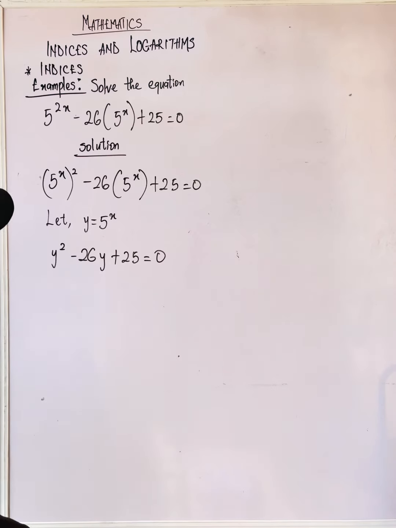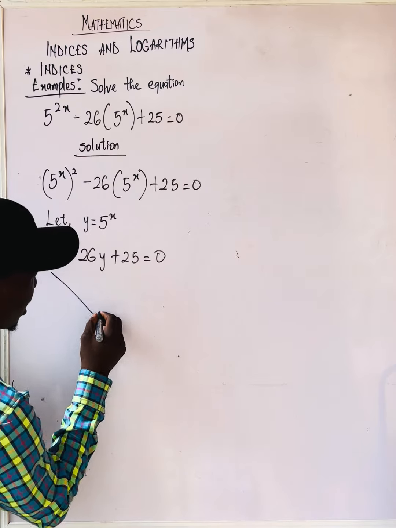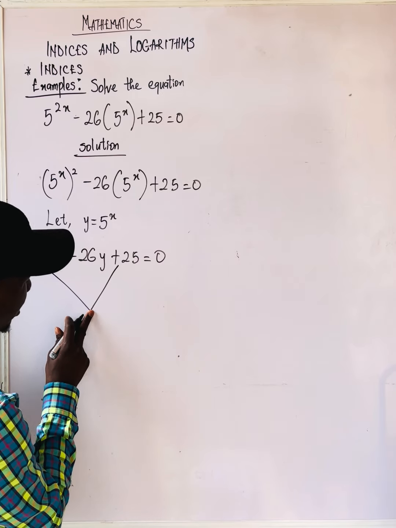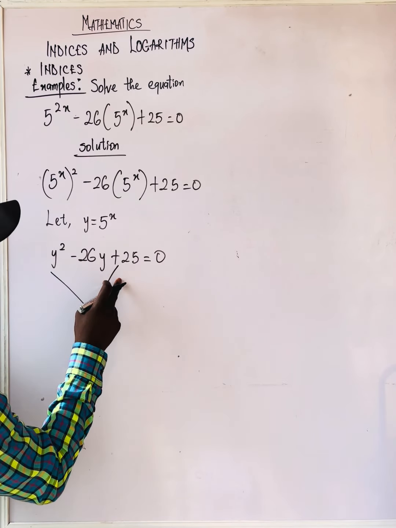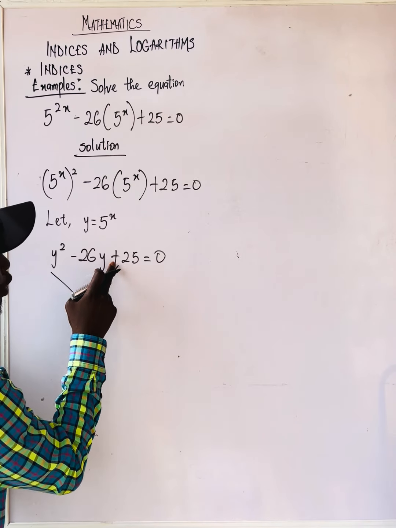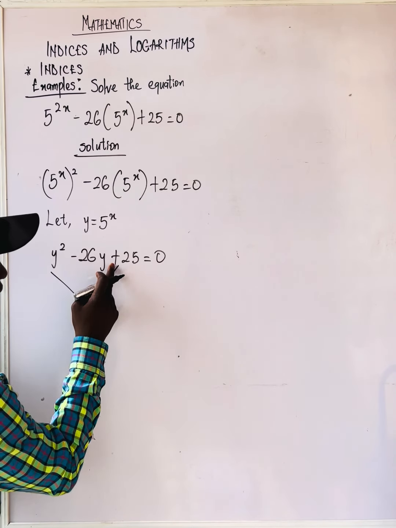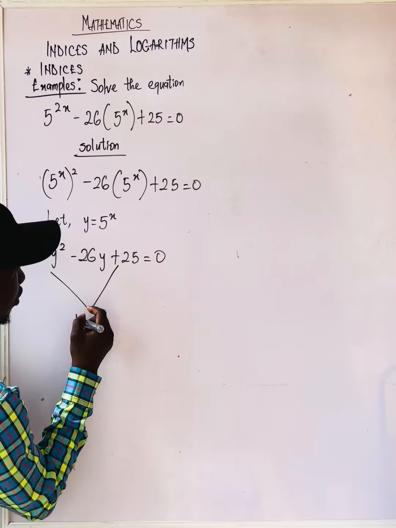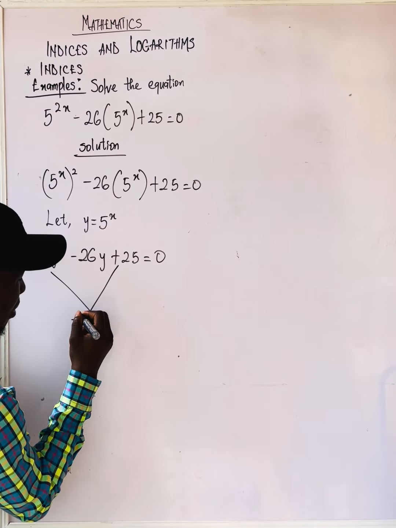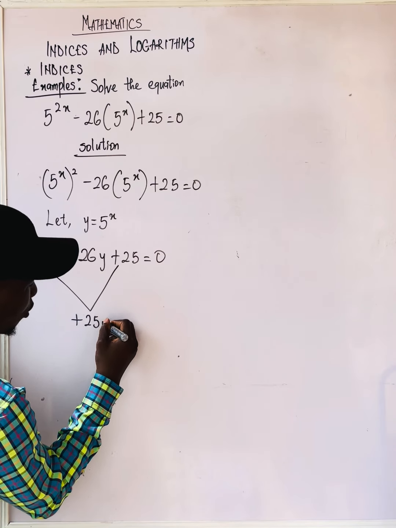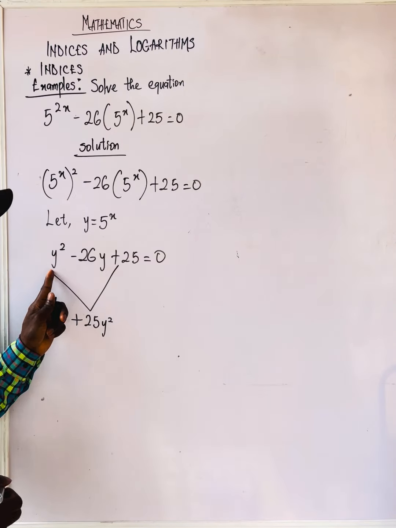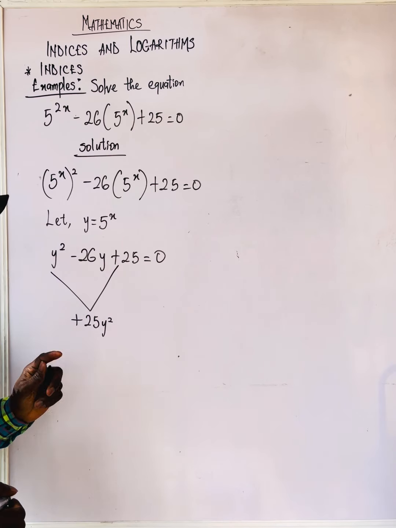So how do you solve this kind of question? We use the factorization method. So let's factorize. I told you in the last video, pick an arrow from the front to the back. Here is y squared, here is plus 25. That will give us plus 25 y squared.